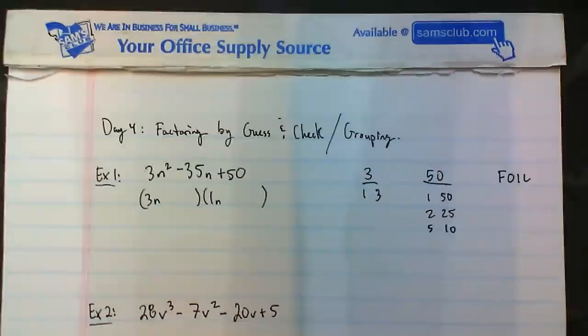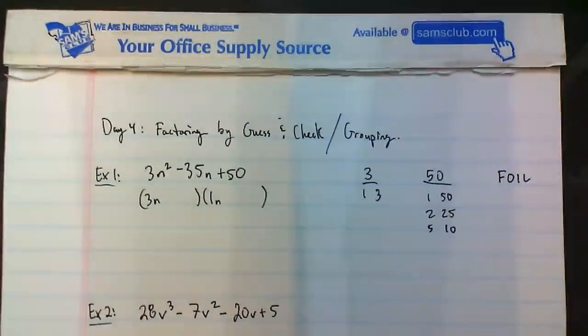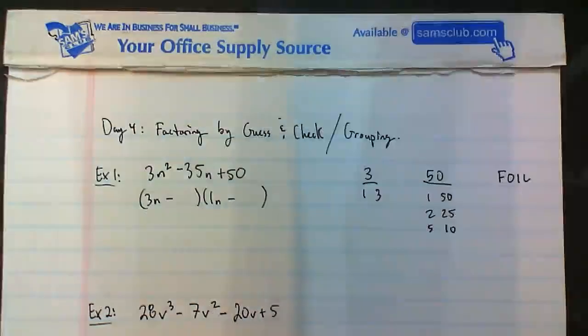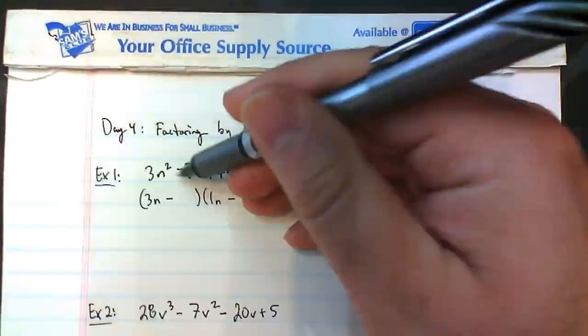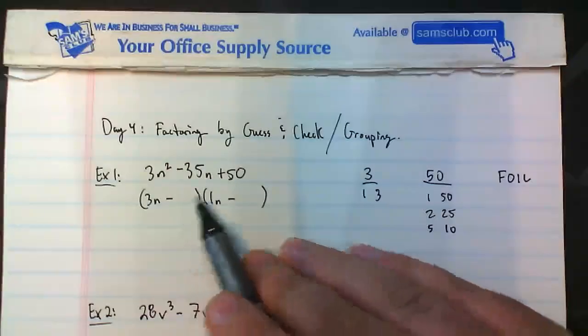And the next step is to think about what the signs are going to be inside. And I notice that I have a plus here and a negative there. So that means both of my numbers are going to be negative, because when you multiply two negatives together you get a positive, but when you add two negatives together you get a negative. So that's half the battle.